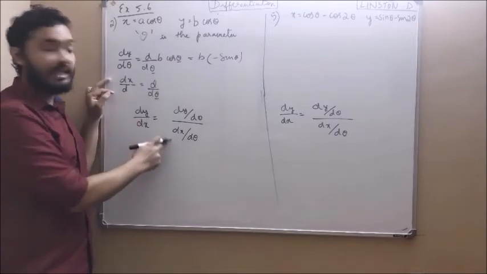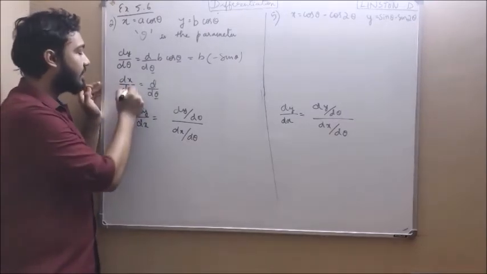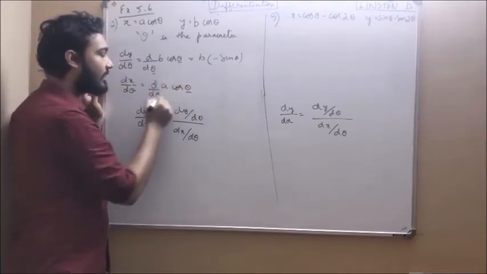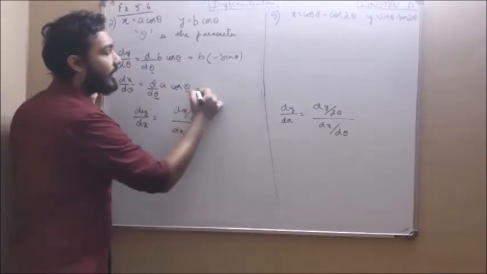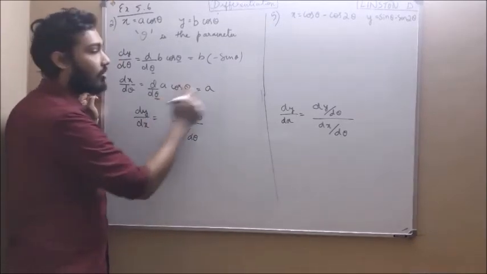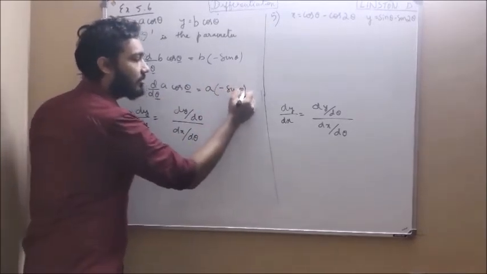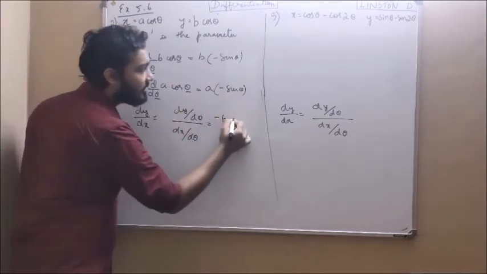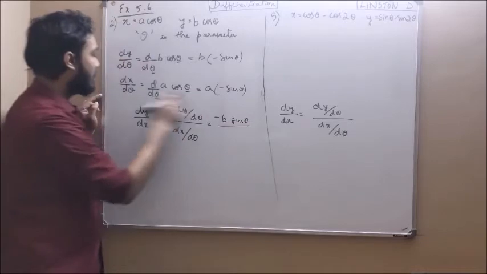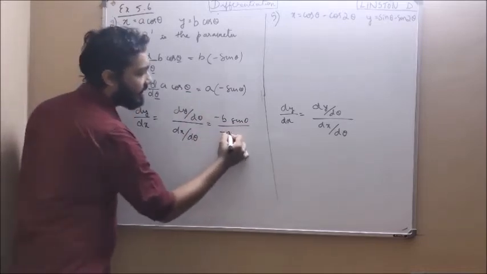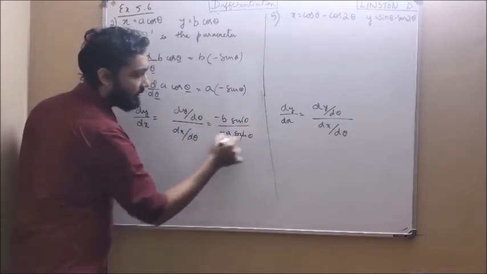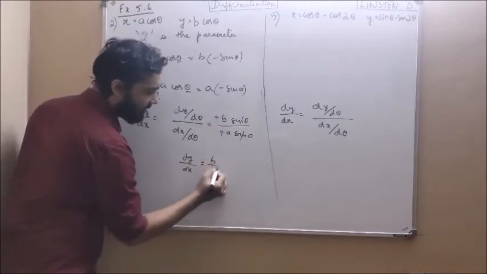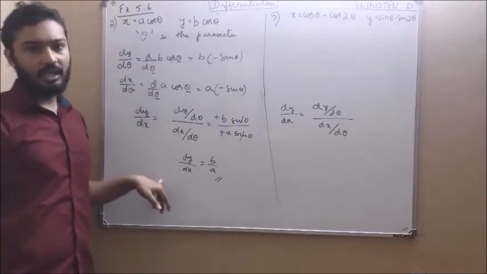Now next we have to find dx by d theta. dx by d theta is nothing but d by d theta of x. What is x? a cos theta. Here theta and theta variables are similar. So a is a constant. Take it out. Differentiation of cos theta is minus sin theta. Now we substitute: dy by d theta is minus b sin theta divided by dx by d theta, which is minus a sin theta. sin theta and sin theta, minus minus will cancel. So dy by dx is nothing but b by a. So this is the answer.